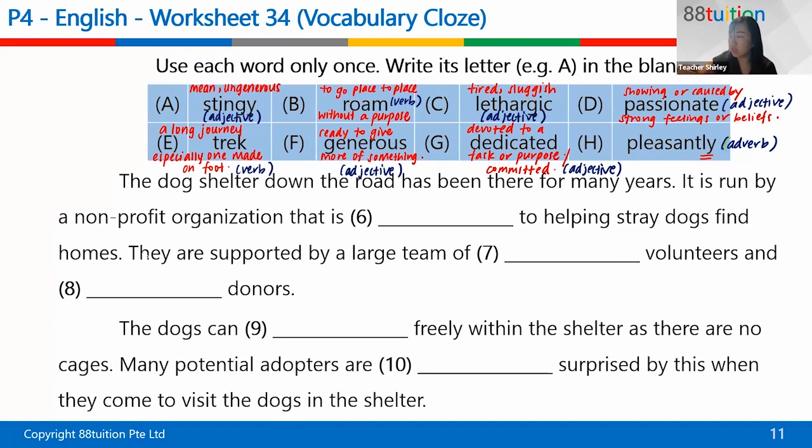Okay, pleasantly, I think you know the meaning, right? So I don't have to write it down. So why is it important to identify the word form? The word form means either is it a noun or a verb or a pronoun or an adverb. The reason is because when you're doing vocabulary cloze, you realize that if you look at the structure of a sentence, there are only certain words that can fit into the structure of the sentence. Then after that, you will be able to cancel off some words, okay? Certain words, then you will be able to derive the answer.